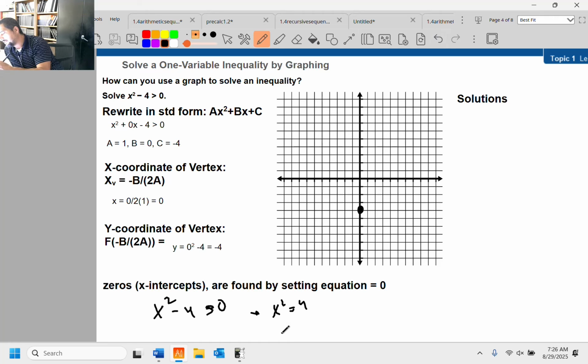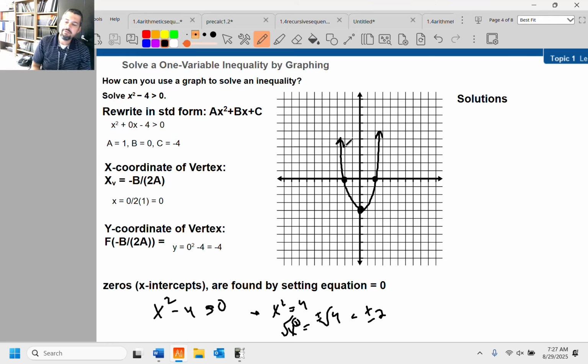And then let's counteract squaring by square rooting. And remember, when you take the square root of a number for something that's x squared, you have to have two answers. And the square root of 4 is plus or minus 2. So there are solutions here at 2 and negative 2. Technically, I probably should have dashed some of this out. I probably should have used open dots. But that's the graph of x squared minus 4.